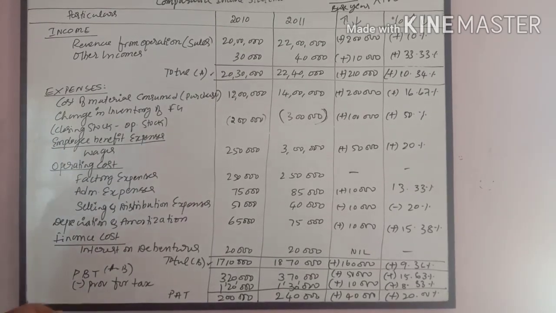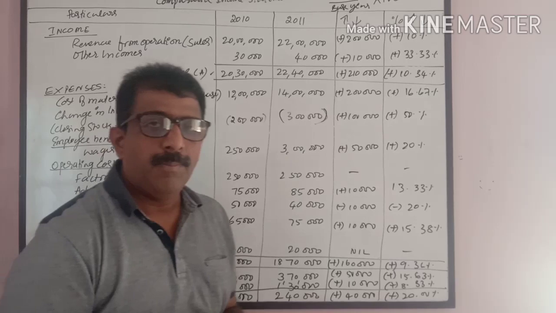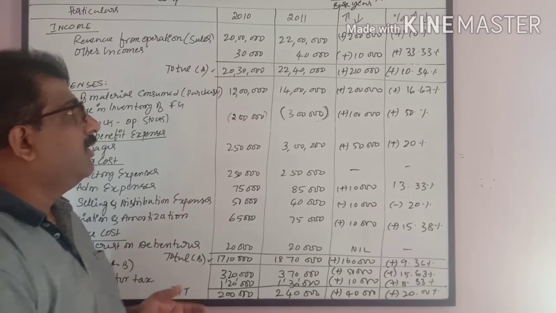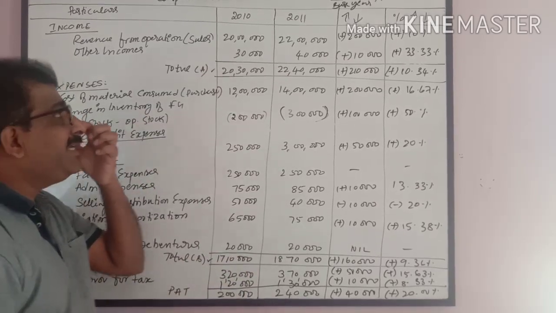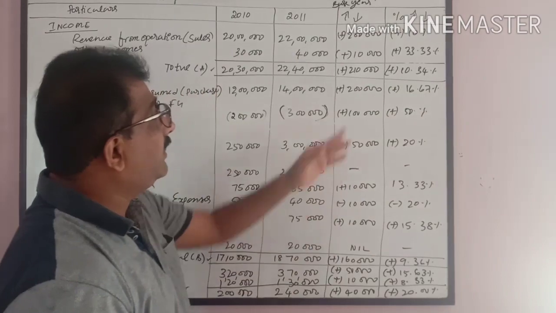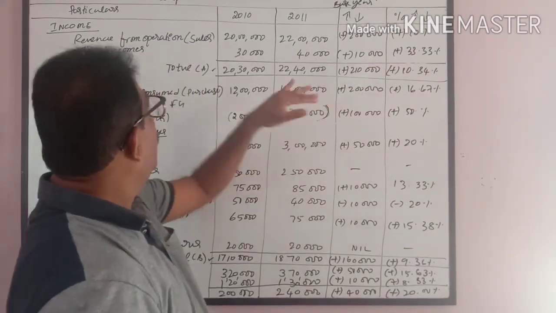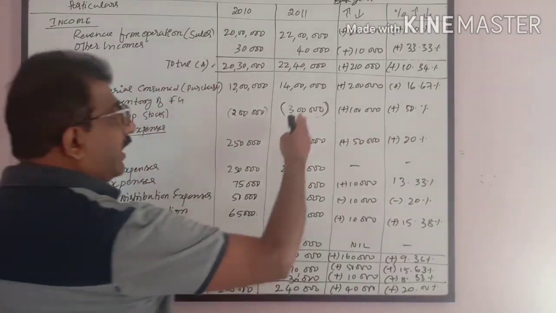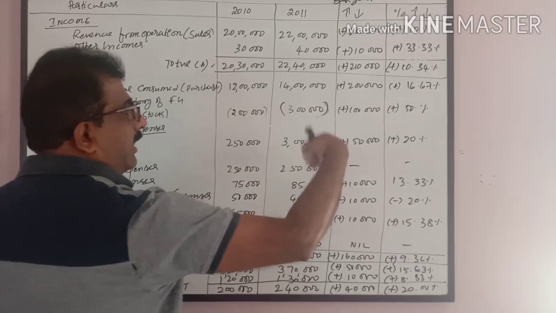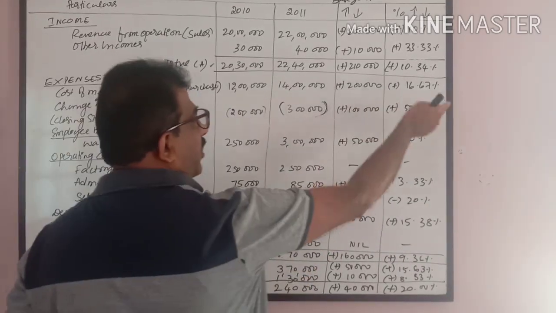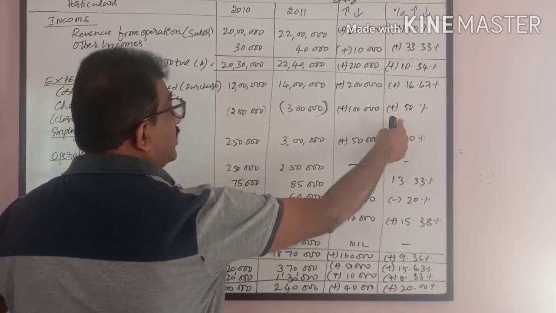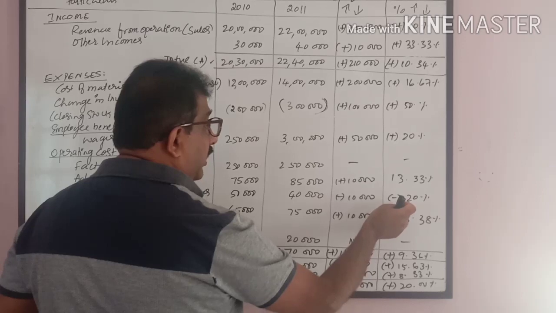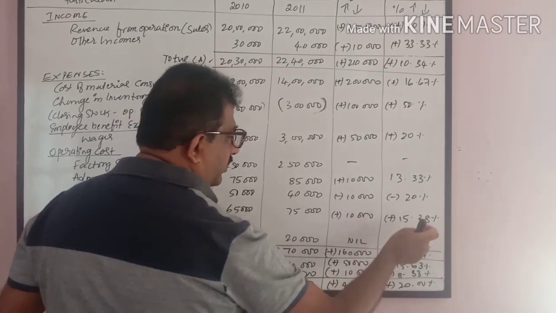Now this is very easy job for everyone to do it, but we have to write an interpretation. Interpretation means observations what we have made. See, when compared to last year, there is an increase of sales by 10%. Other incomes increased by 33%. Overall, it is increased by 10.34% only. And if you look at the expenses, proportionately, the expenses is also increased like 16.67%. Here, closing stock 50% increased, 20%, 33.33%, here minus 20%, 15.38%.